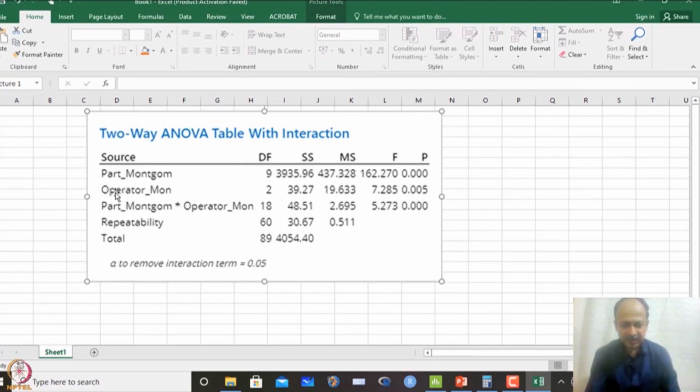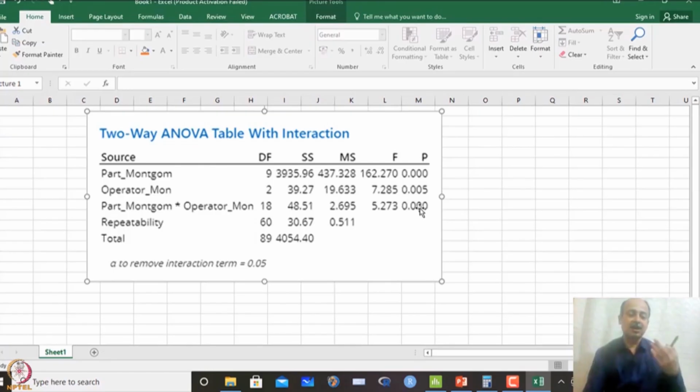We are bothered about the second part, which is operator to operator variation, that whether this factor is significant or not. That means, when operator A is measuring, is he measuring differently as compared to operator B and C? Now, what you observe over here in the ANOVA analysis is that operator is significantly different, because the p value is less than 0.05 over here. So, operator to operator measurements are differing. Then, is there any interaction between part and operator over here? That is also significant.